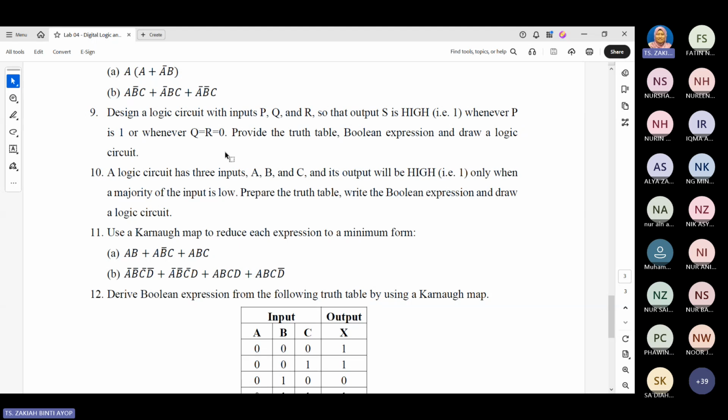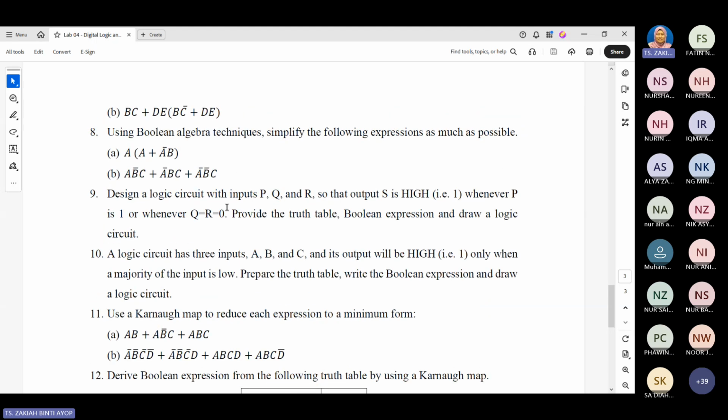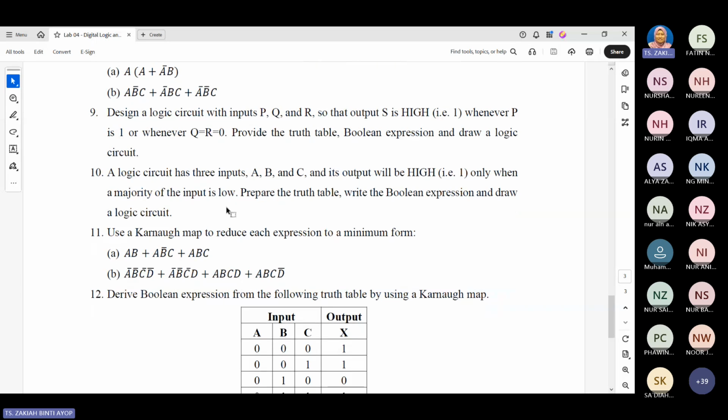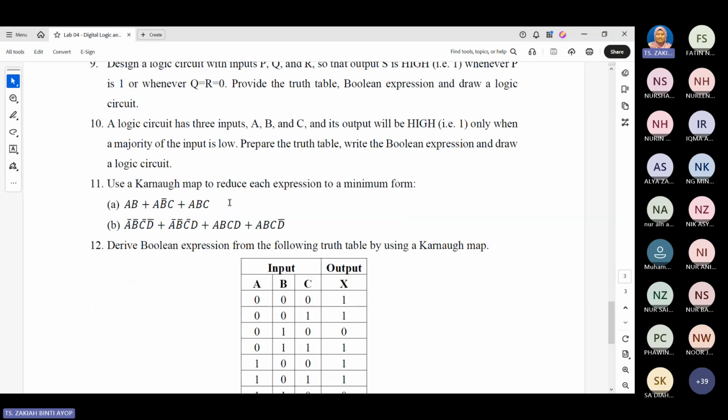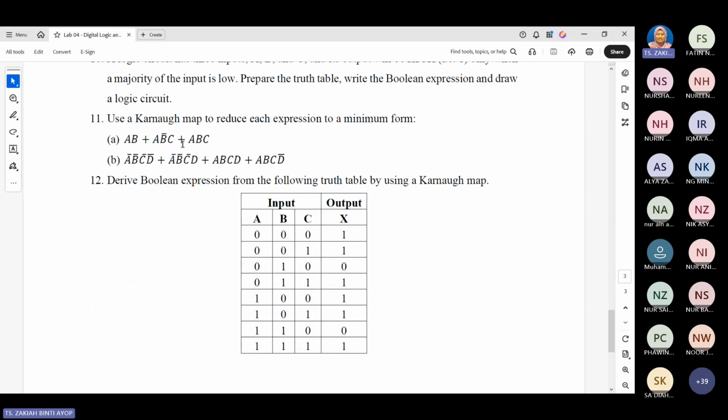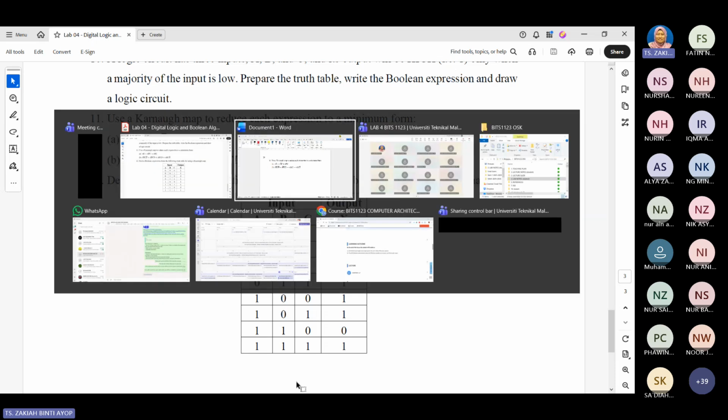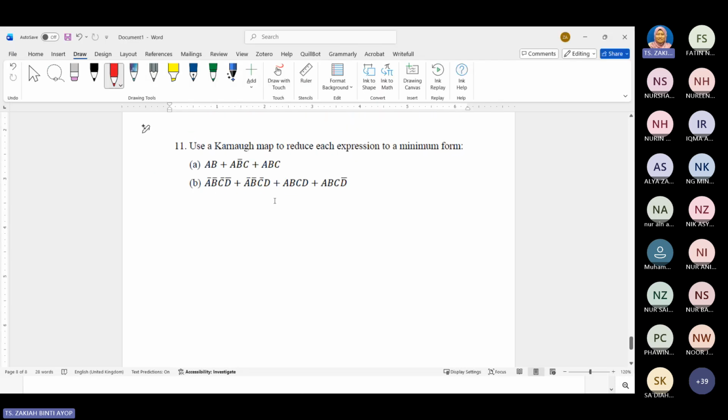That will be your submission that you need to do. So the one that I did not show you, that's the question that you need to answer. Now, 11, yes, also the same thing. Use a Map to reduce its expression to a minimum form. So, okay, use a Map to reduce the expression to a minimum form.